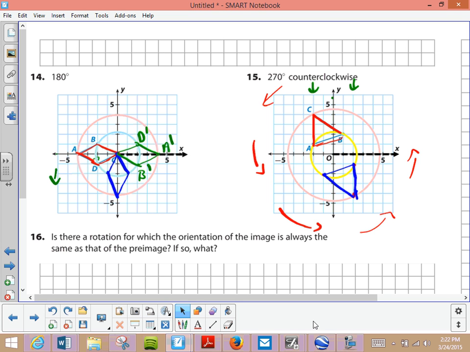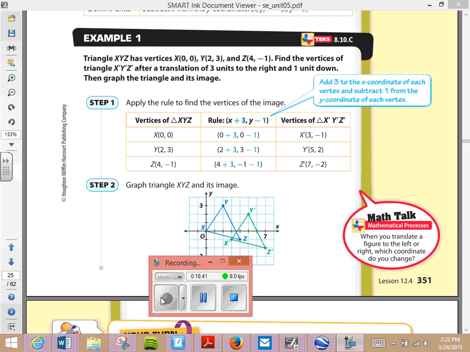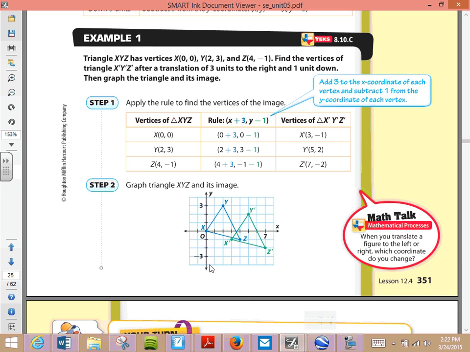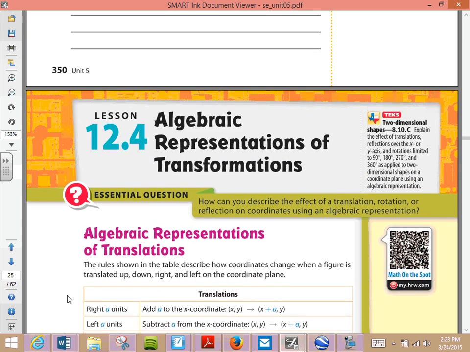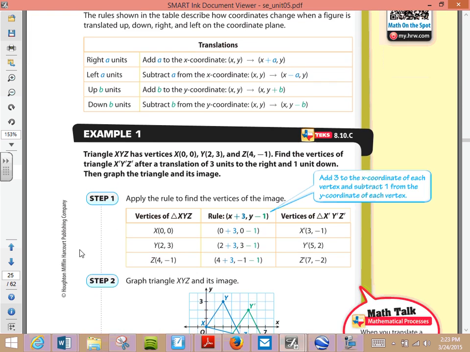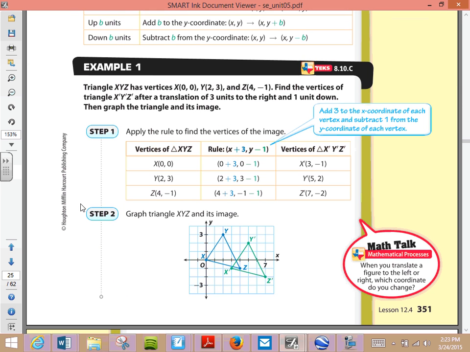It's not about the y or the x. It's just the positioning of where it is as far as the rotation line. In your book, for the next part, we already learned this, 351. On this one they're teaching you the rules.